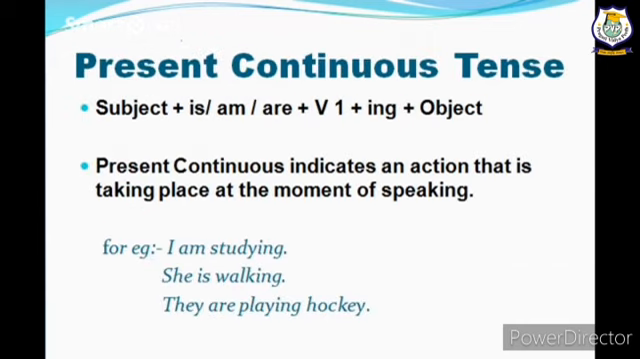Next is present continuous tense: subject plus is, am, are plus verb first form plus ing plus object. Present continuous indicates an action that is taking place at the moment of speaking. For example, I am studying, she is walking, they are playing hockey.